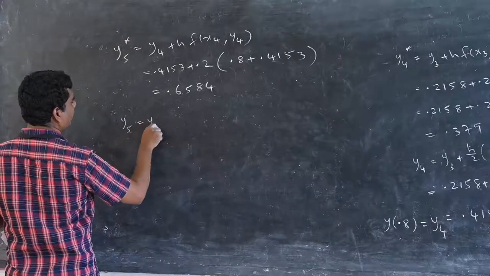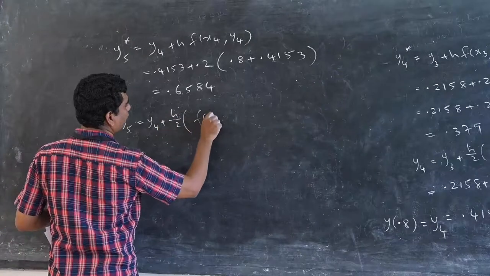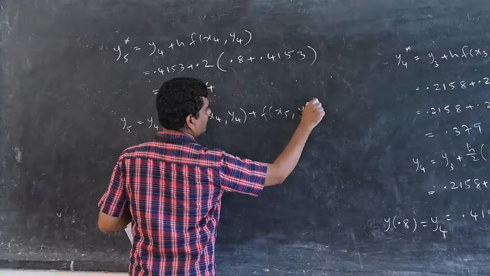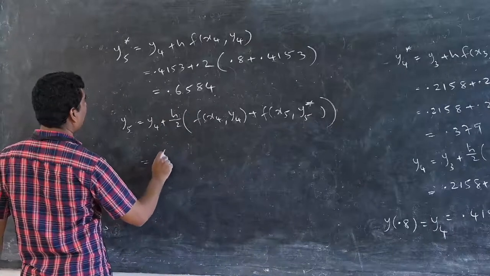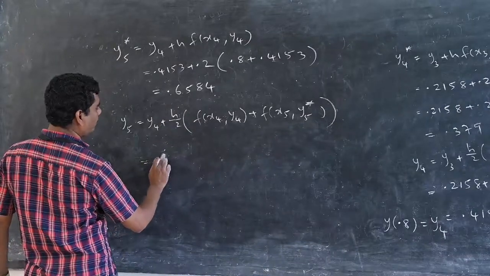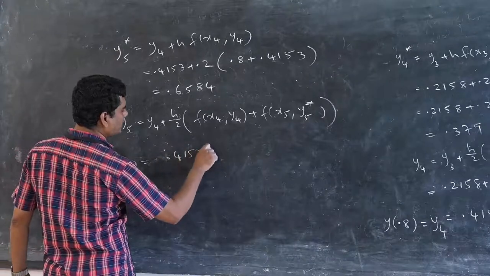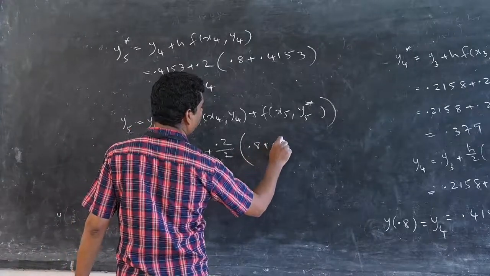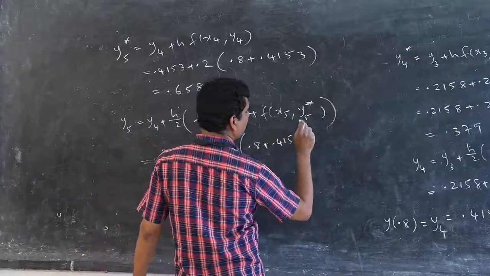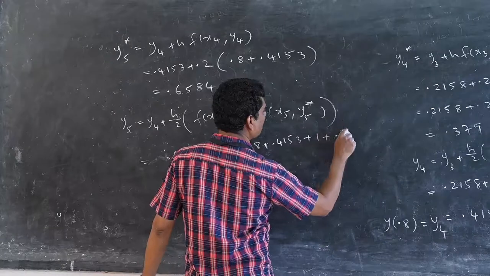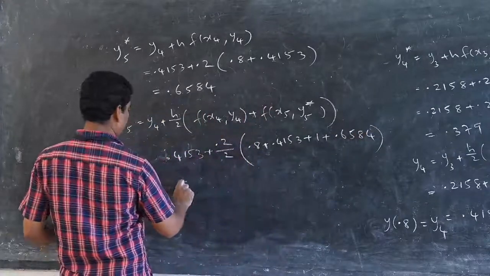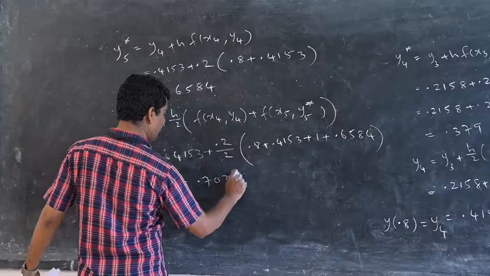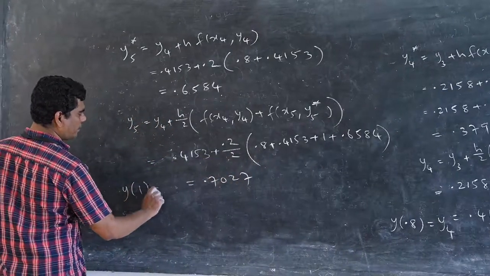y5 is equal to y4 plus h by 2 into f of x4, y4 plus f of x5, y5 star. It is 0.4153 plus 0.2 divided by 2 into x4 plus y4, 0.8 plus 0.4153, plus x5 plus y5 star, 1 plus 0.6584. Its value is 0.7027. This y of 1 is equal to y5.